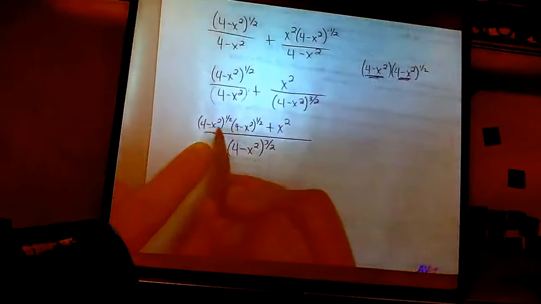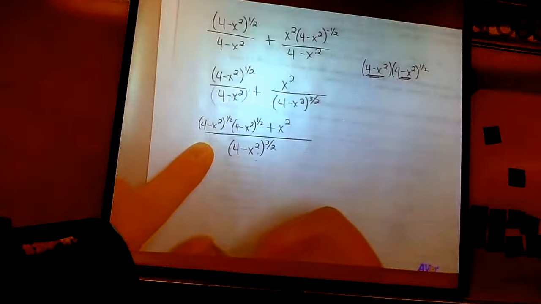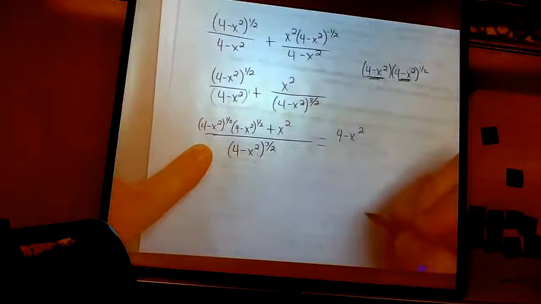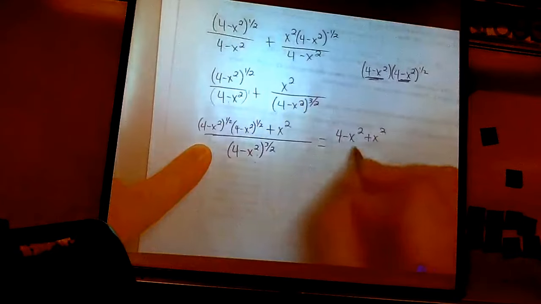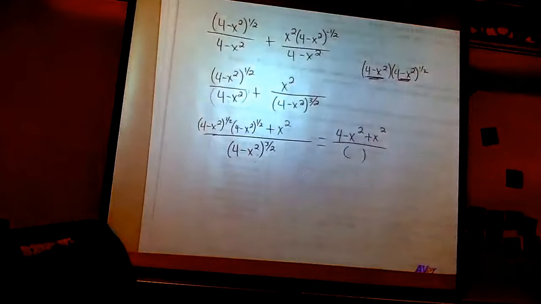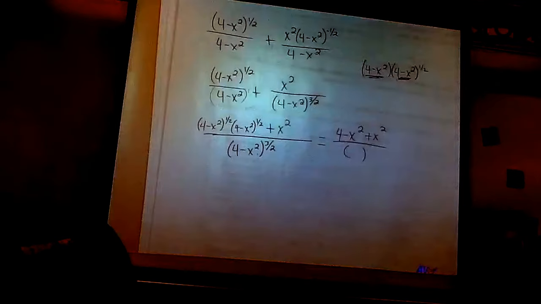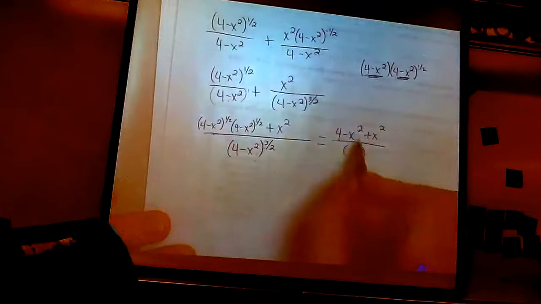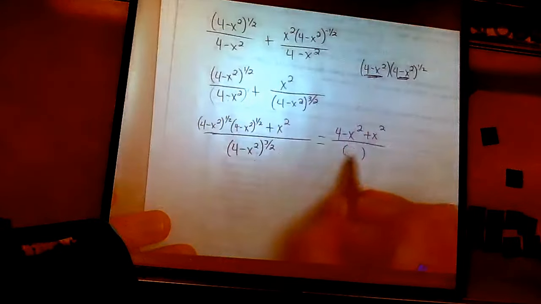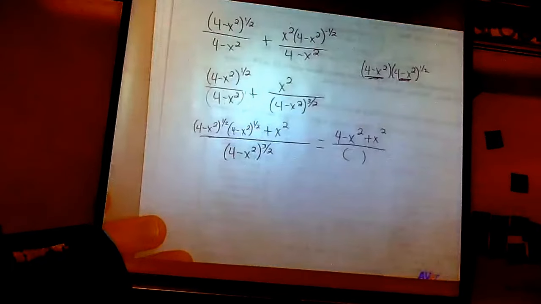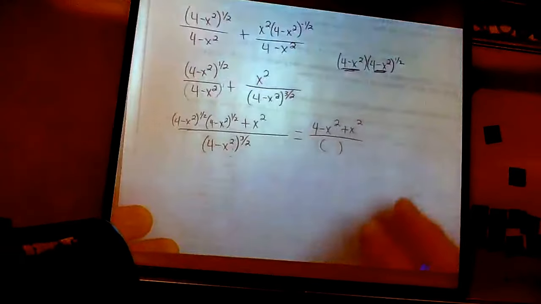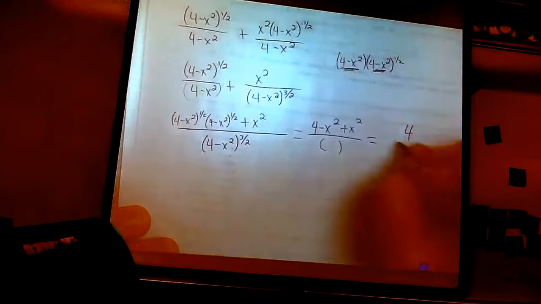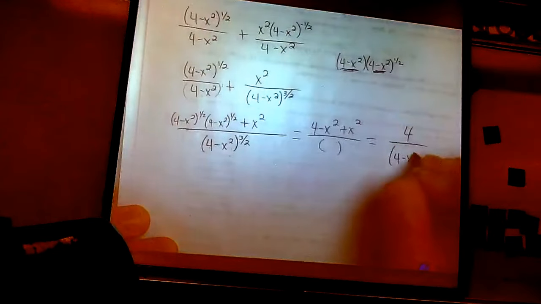Well, what's 4 minus x squared to the 1/2 times 4 minus x squared to the 1/2? 4 minus x squared. Plus x squared over that thing. Sometimes I'm lazy in my intermediate steps, so when I'm just working on the numerator, I'll just go quickly, but you can write it all out if you want. So what's the final answer? 4 over 4 minus x squared to the 3/2.